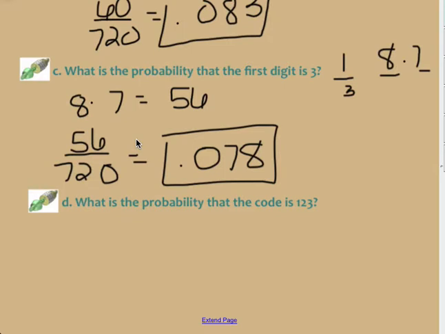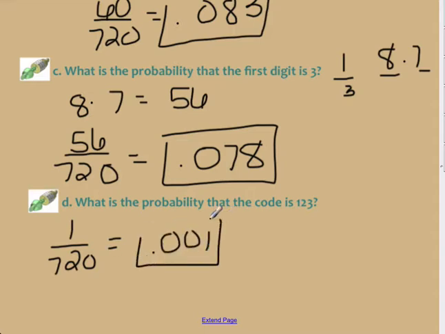So we need to ask ourselves, what's the success rate of it being 1, 2, 3? Well, there's only one way that a code can be 1, 2, 3. So my success is 1, and again, my total is 720. So 1 divided by 720 is going to give me 0.001. So that means there's a 0.1% chance of the code being 1, 2, 3.